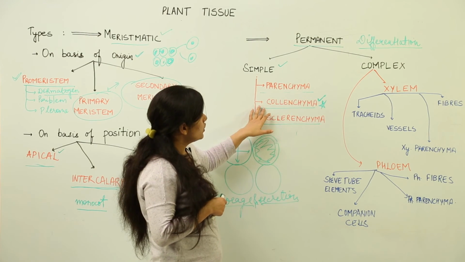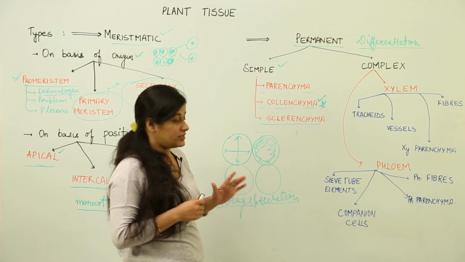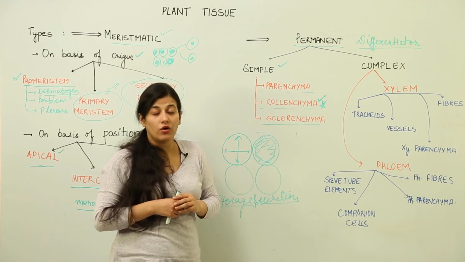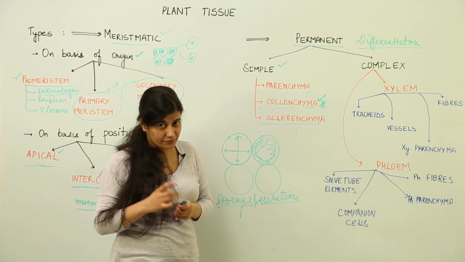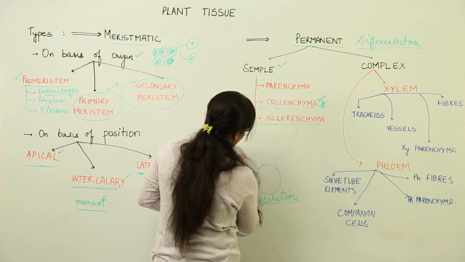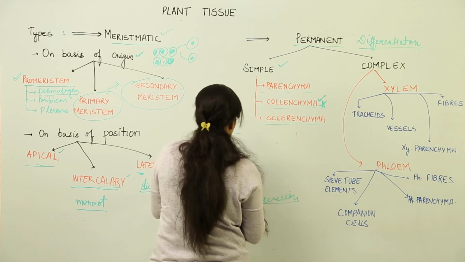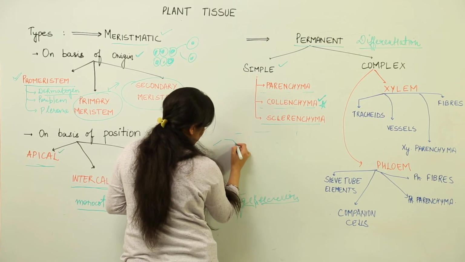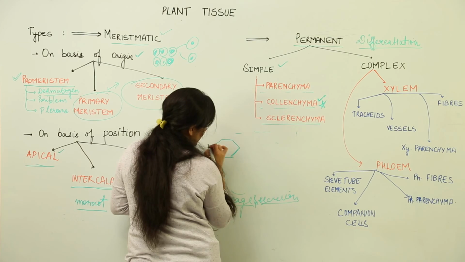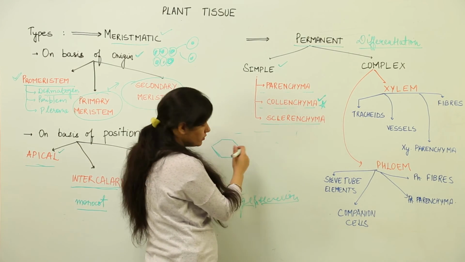Now we come to Collenchyma. Collenchyma tissue will not be present in monocots, please remember it. It would be present in the hypodermal region of a dicot stem. These tissues are, unlike Parenchyma, somewhat hexagonal in shape, okay. They too have a cellulose cell wall around them.